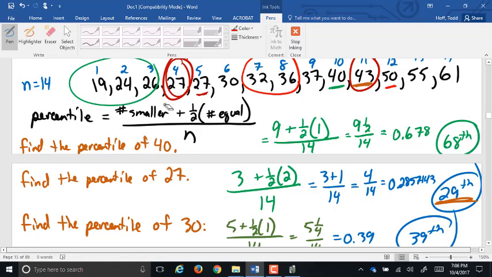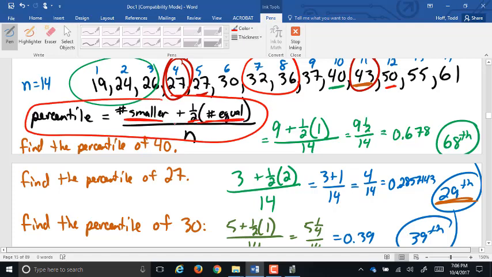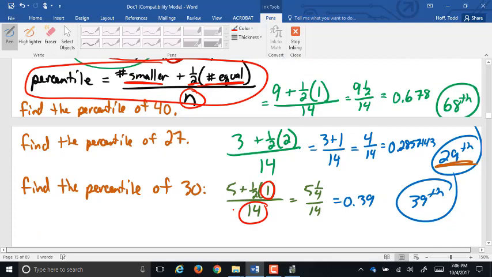Okay, so the formula is the percentile is equal to the number that are smaller plus 1/2 times the number that are equal, divided by n, which is the total number in the list. So here there are 5 numbers that are smaller than 30. There's only one that is equal to 30. And then 14 is how many numbers are in the whole list.